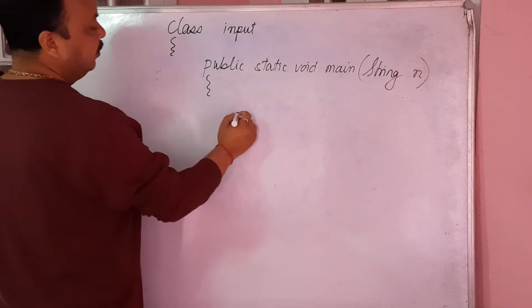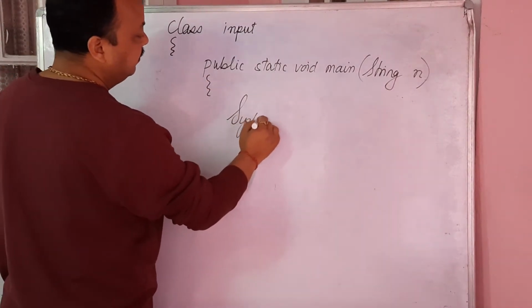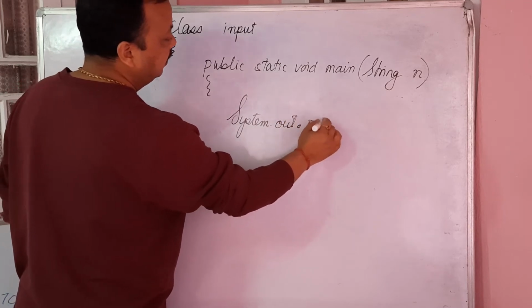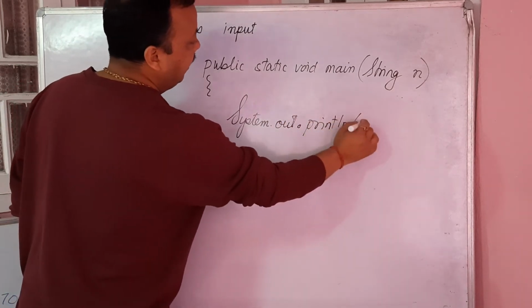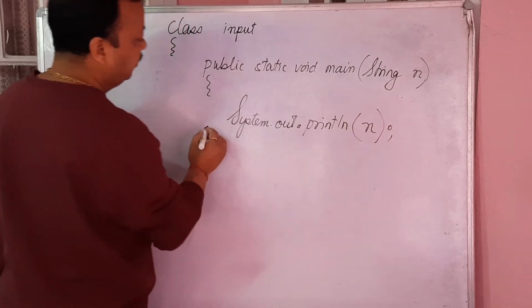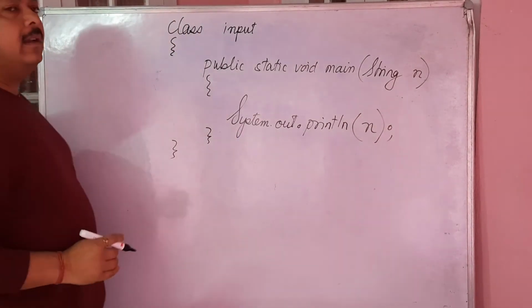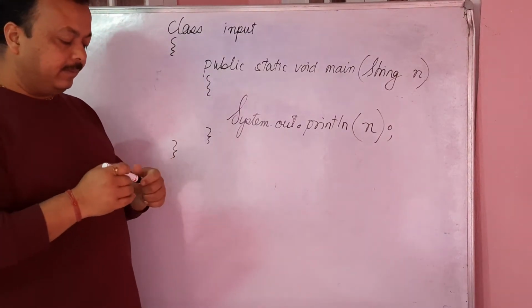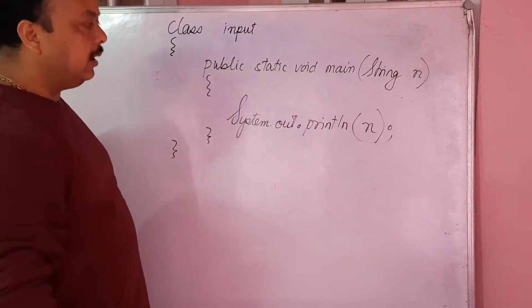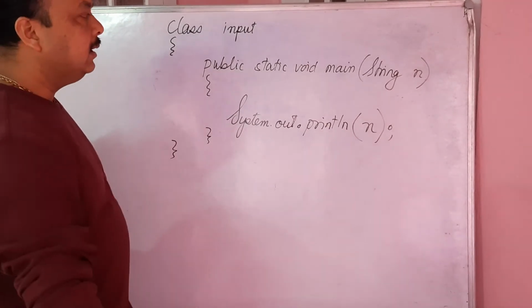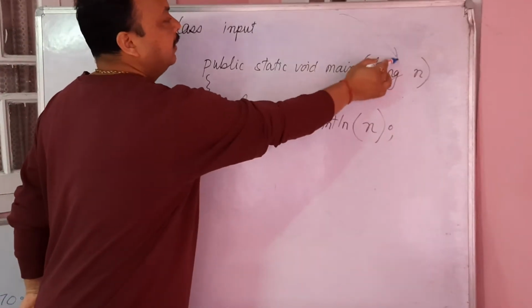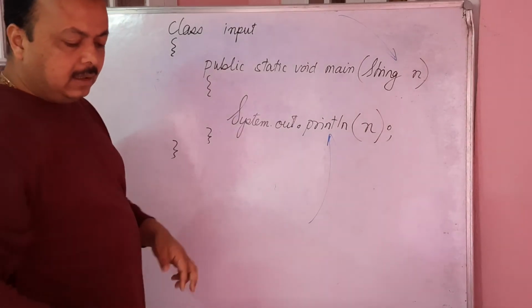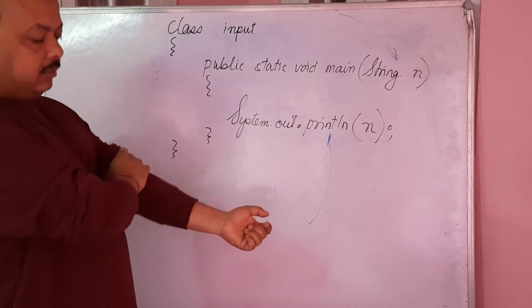Then inside, you say system dot out dot print n. So see how simple it is. Very simple. So the first technique was to perform input output. We did input output. The input is performed here and the output is performed here. This is the output.